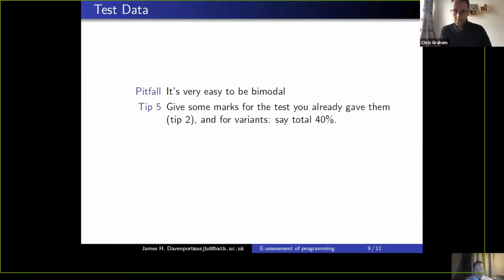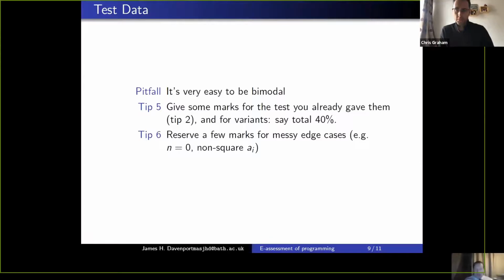My first tip is you really give them a test. I give them the same test, with variance on that, probably up to about 40%, sort of matching the sort of bookwork ratio you give in an exam. On the other hand, I reserve a few marks at the top for really messy edge cases.